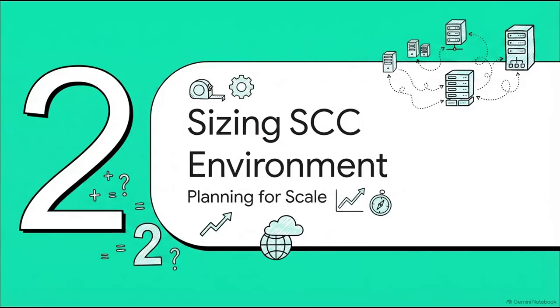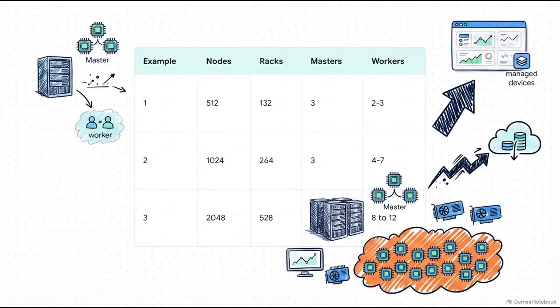Section 2, sizing your SCC environment. Because of that massive data load we just talked about, sizing your SCC environment correctly from day one is absolutely crucial to prevent structural failures later on. Let's talk scale for a second. In a scenario where you have 512 system nodes spread out across 132 racks, you'll need your 3 master nodes and a minimum of 2 to 3 worker nodes.